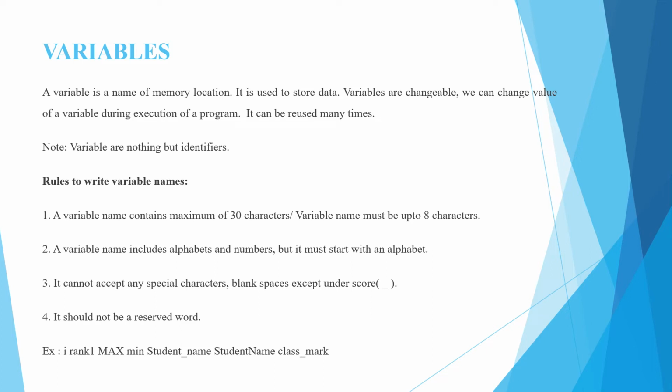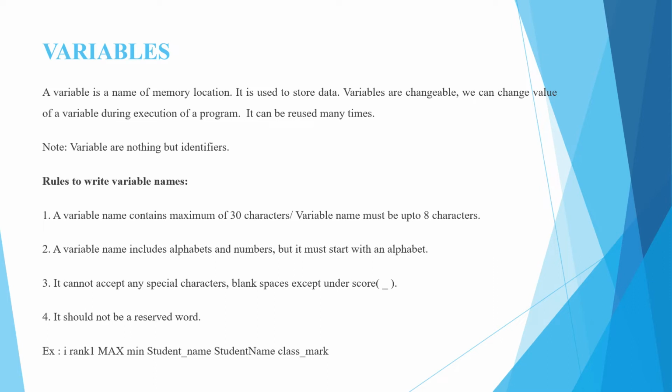Then we move on to the next slide, variables. What is a variable? A variable is a name of a memory location. This variable is used to store data. Variables are changeable. You can change the value of a variable during execution of a program. Simply, variables are names given to the programming elements. These values can be changed during execution of the program.